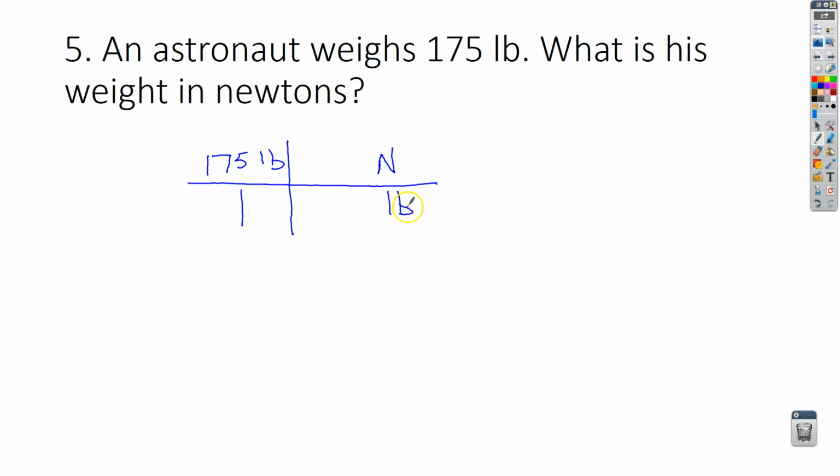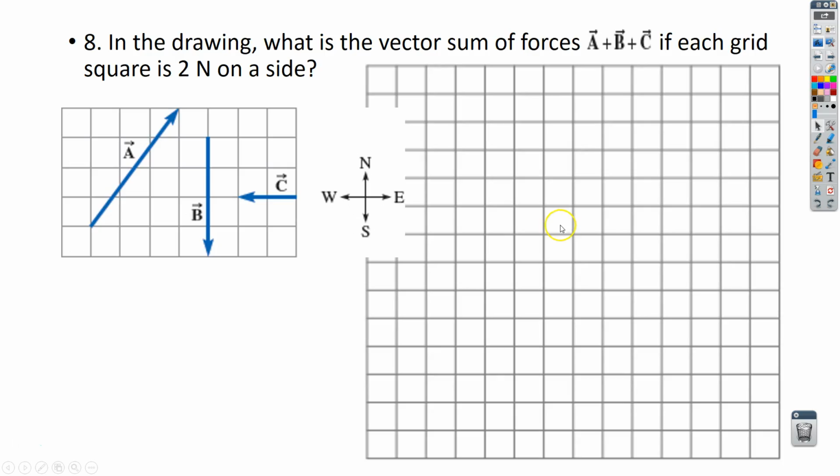You would have to look on your conversion sheet to find out that for 1 newton, there are 0.2248 pounds. At this point, we're going to draw a double line to indicate that we're ready to solve. We're going to get rid of the pounds. We're left with newtons on the top. And if you take 175 divided by 0.2248, you'll find out that that is 778 newtons. So 175 pounds, a typical man, I think, is usually somewhere around 778 newtons or so. That is number 5. Let's go ahead and take a look at the next one, which is number 8.